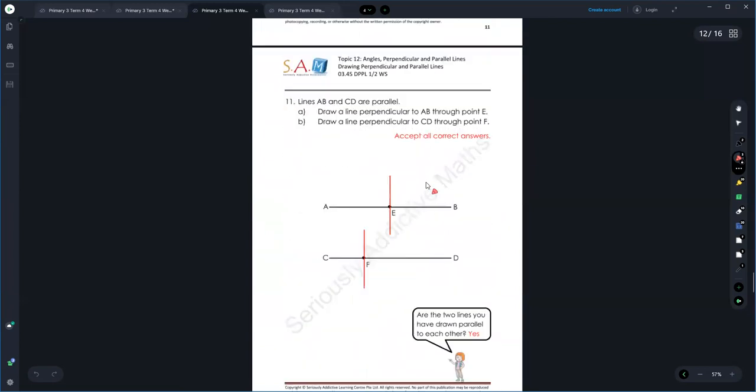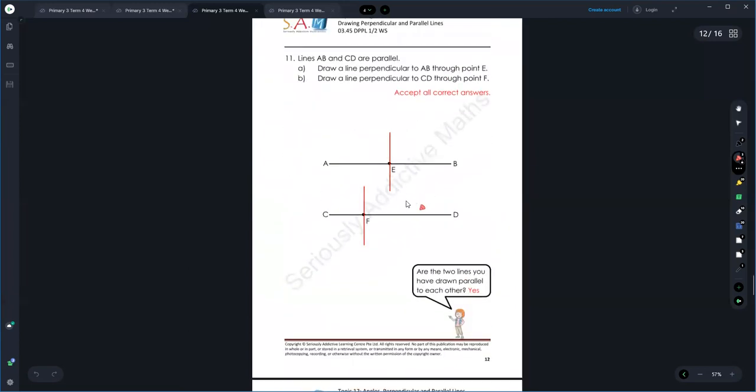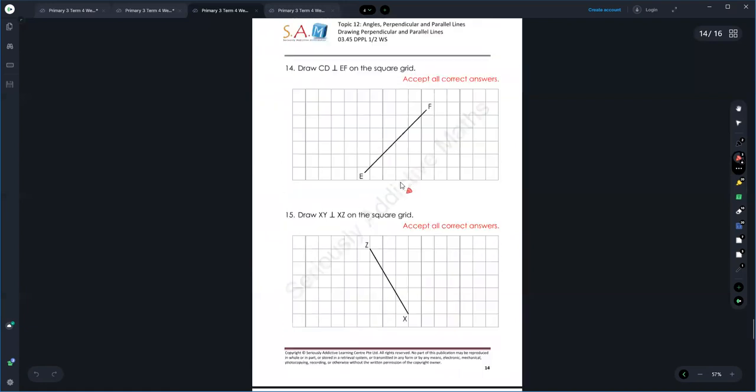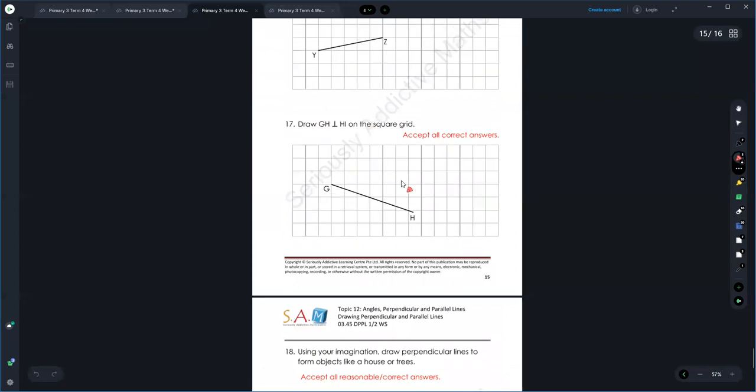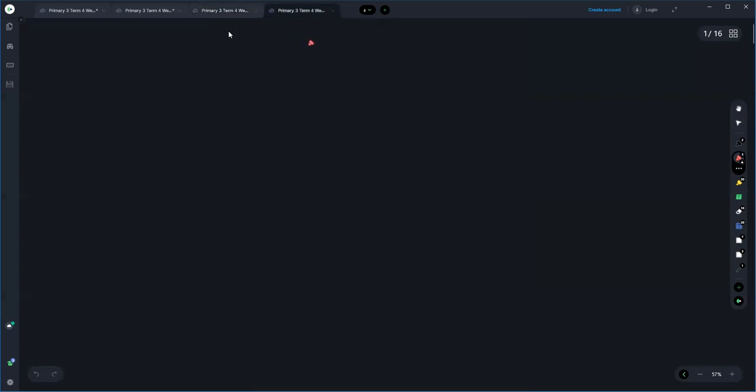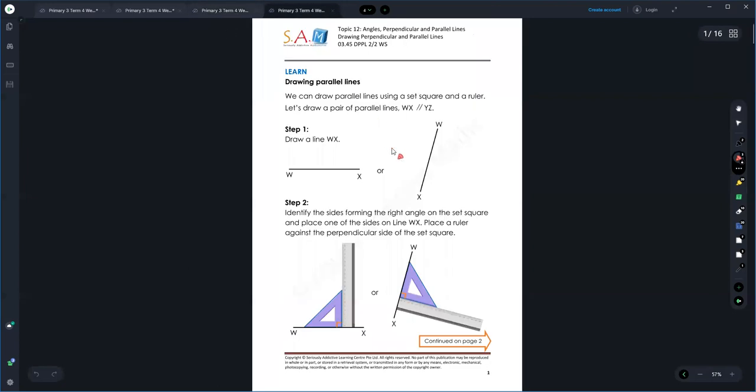After that, you can get them to do one on perpendicular. Sorry, no, this is perpendicular, I'm sorry. Right, perpendicular, and basically all these are perpendicular. Okay, just get them to do one more and then that's it. And then you can move on to group parallel lines, drawing parallel lines.